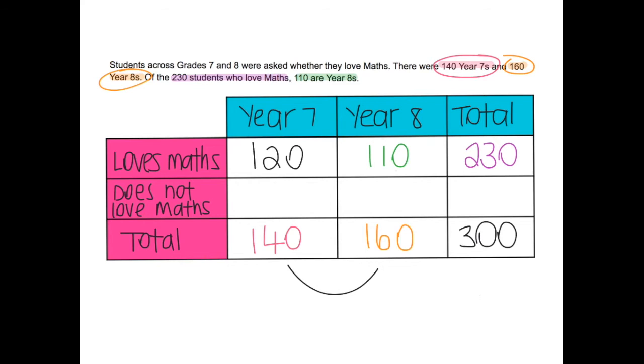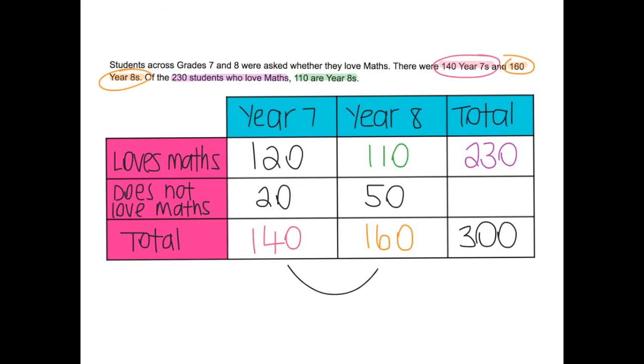I'm going to look at the Year 7 column. I can see that there are 140 students in total and 120 of them love maths. So if I do 140 minus that 120, that leaves me with 20 students who don't love maths. Then I have 160 Year 8s in total, and 110 of them love maths. So I will say that total of 160 minus the number of students that I know about is 110, which leaves 50. So 50 students in Year 8 do not love maths.